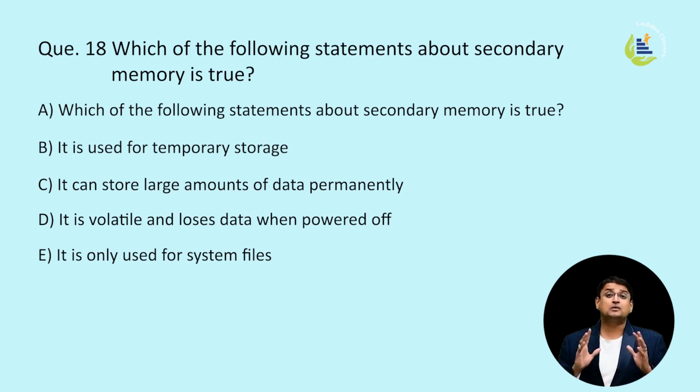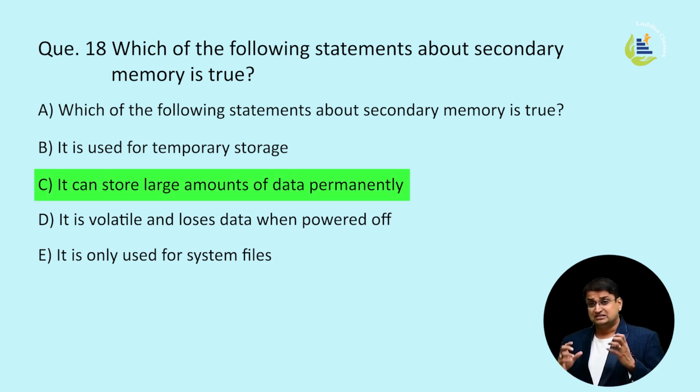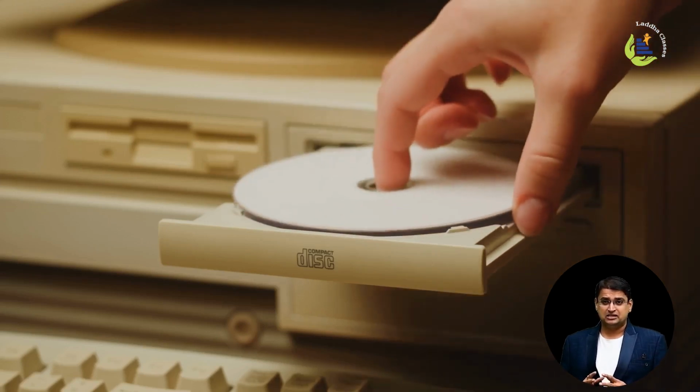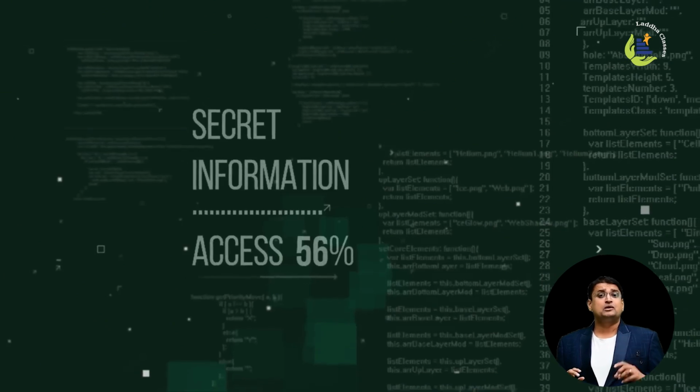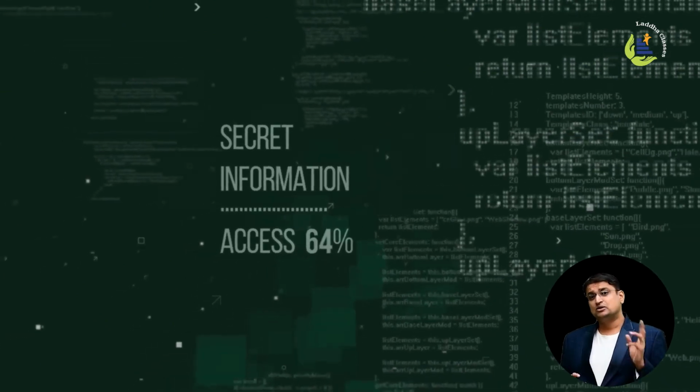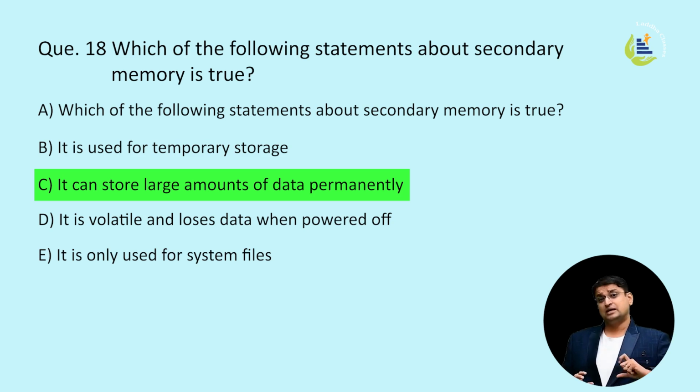Question 18. Which of the following statements about secondary memory is true? Options are faster than primary memory, used for temporary storage, store large amounts of data permanently, volatile and loses data when powered off, only used for system files. Correct answer option is C, store large amounts of data permanently. Because secondary memory is used for permanent storage, typically holding large amounts of data. Secondary memory is slower than primary memory and is not volatile.